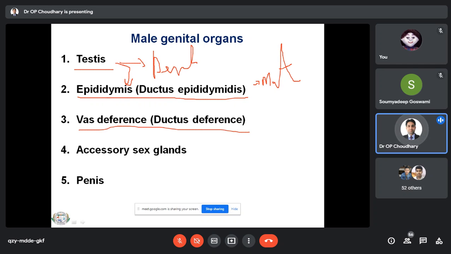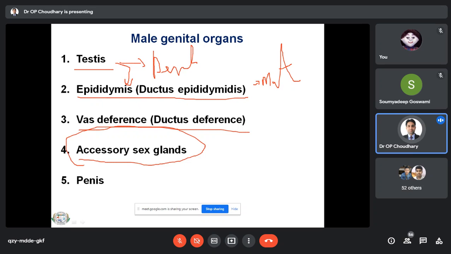Then the vas deferens. These vas deferens are usually for the transportation of the mature spermatozoa up to the penis. Okay, up to the penis. And the penis is the organ of deposition of the spermatozoa in the female genital tract. Now there are some more.